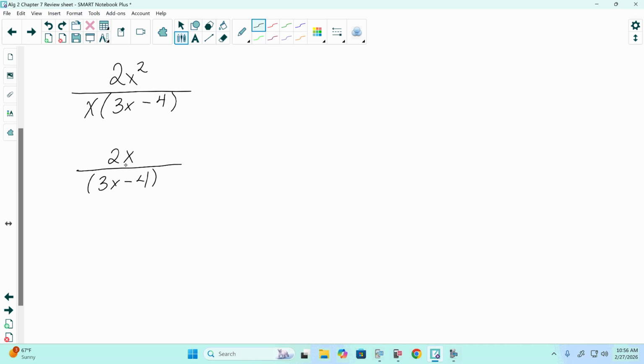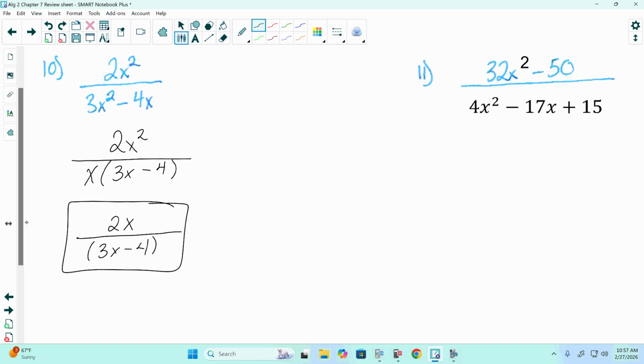Questions on this here? Is there anything else in common on top and bottom? There's 2x and 3x. However, the 3x is being subtracted from 4, so that 3x minus 4 is stuck together. It's actually as simplified as it gets. If we didn't have the minus 4 on bottom, yes, the 2x and 3x would simplify further. But because of that minus 4, this is as far as we can get it. Questions on number 10 before we look at number 11?